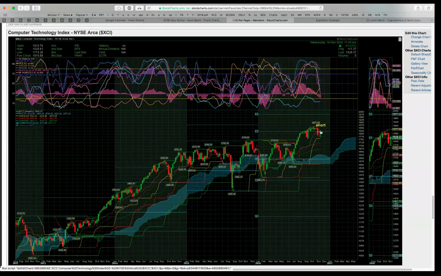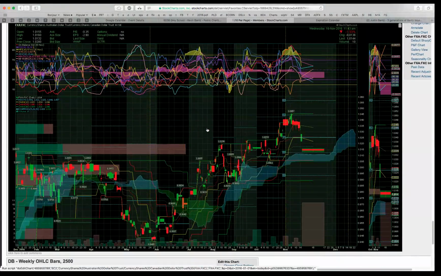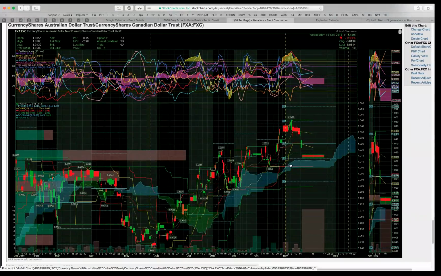I'm short on this computers type stuff here. Basically, it just kind of rolled over. What did I say? Like a head and shoulders kind of thing going on here. Same thing again. AutoCAD. Oh yeah, it came back.